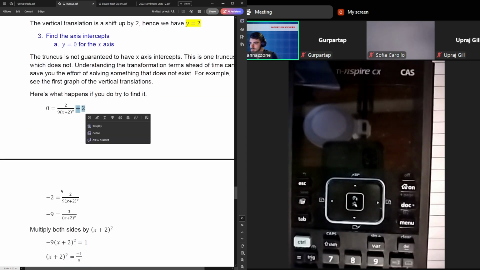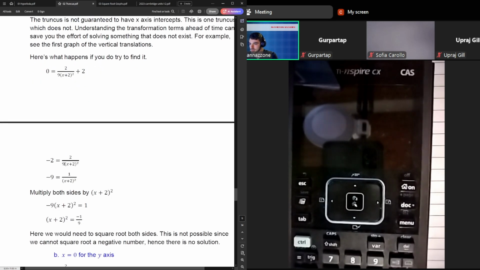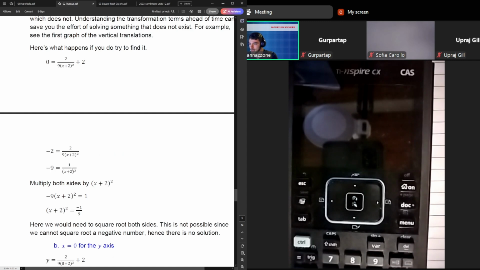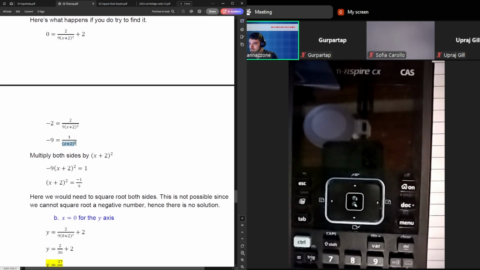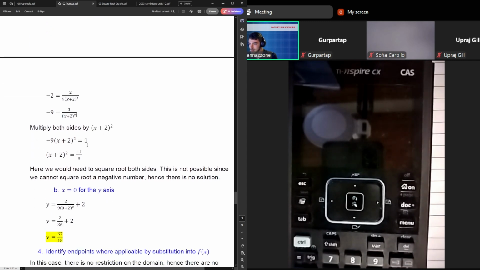So set y equals 0, as you always would. Rearrange, so subtract 2 both sides. Divide by 2 times 9. And multiply to get the denominator over to the other side. Divide by negative 9. You get to this stage here where you're now trying to square root both sides, but you can't square root a negative number.